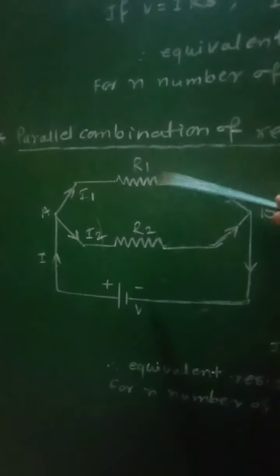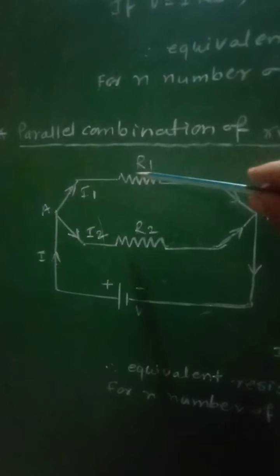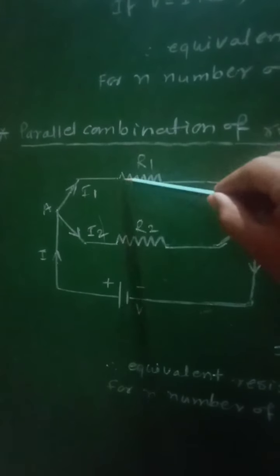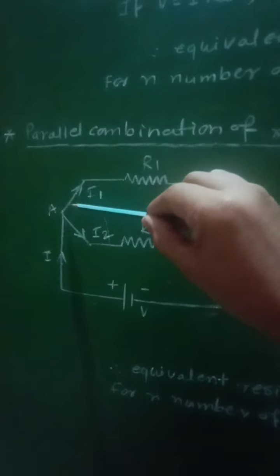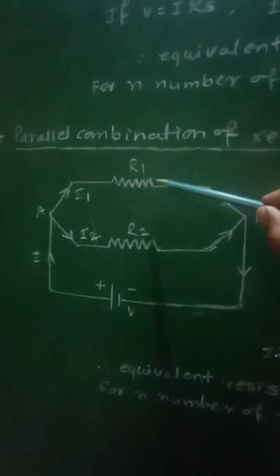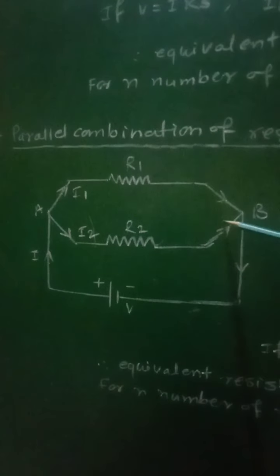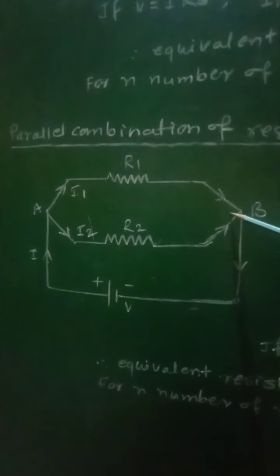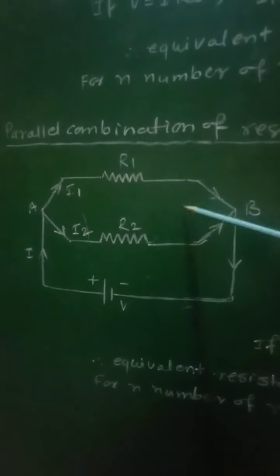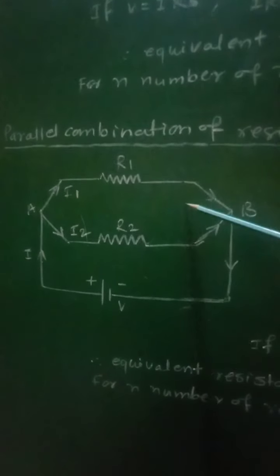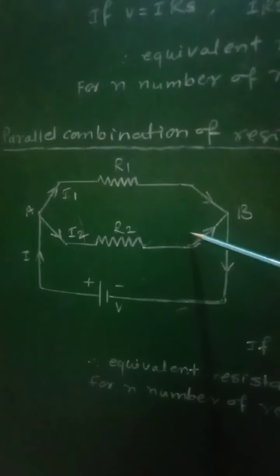That is, in case of parallel combination, the first terminal of all the resistances will be connected to a single point. Similarly, the second terminal of all the resistances will be connected to another single point. So such a combination of resistances will be called a parallel combination of resistances.